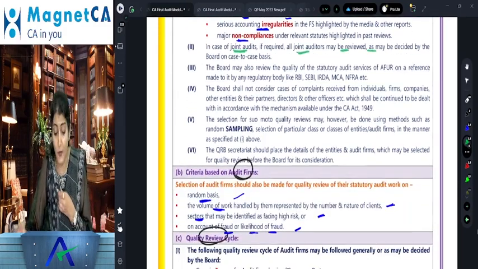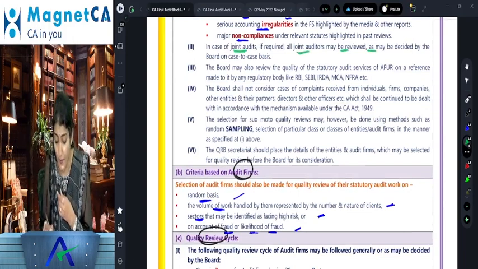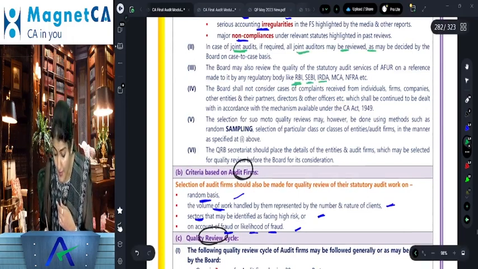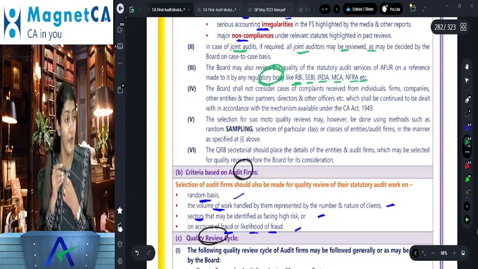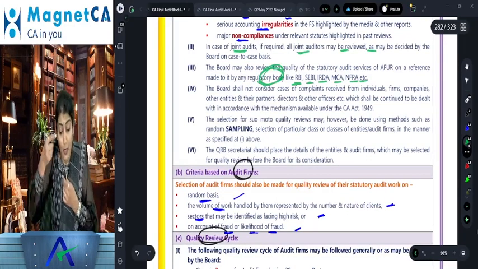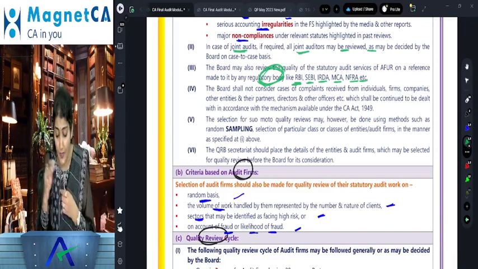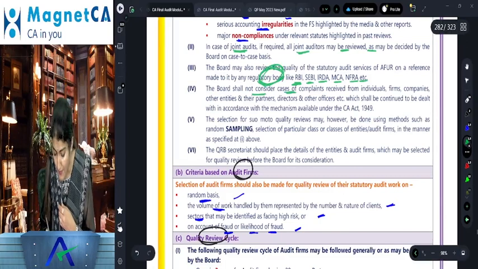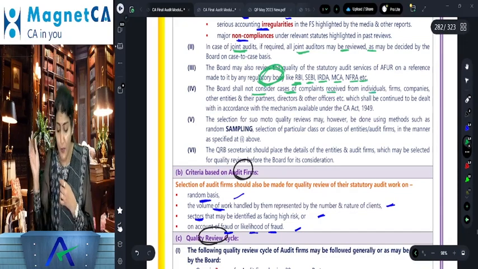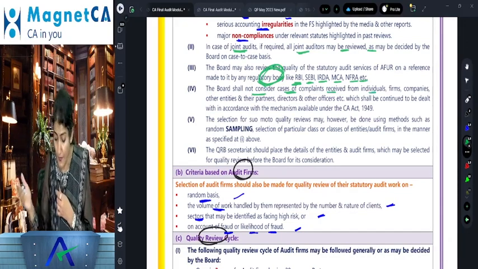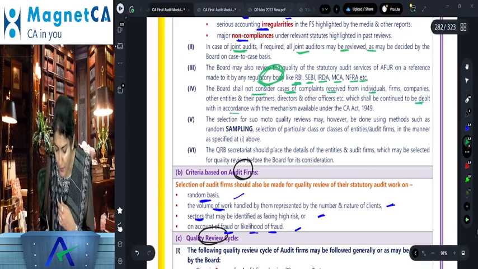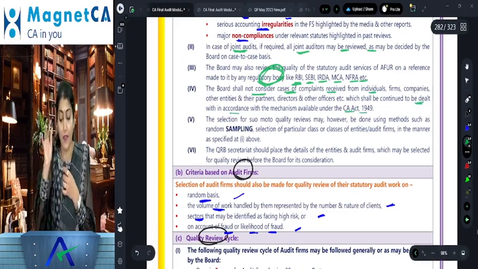The request for getting the quality review can be received from the RBI, SEBI, IRDA, MCA or the NFRA. That means from the regulatory body. But can your client request that please do a quality review of our firm? No, the client cannot request. It will not consider the complaints received from individual firms, companies, directors, officers, which shall continue to be dealt with in accordance with the mechanism available under the CA Act.